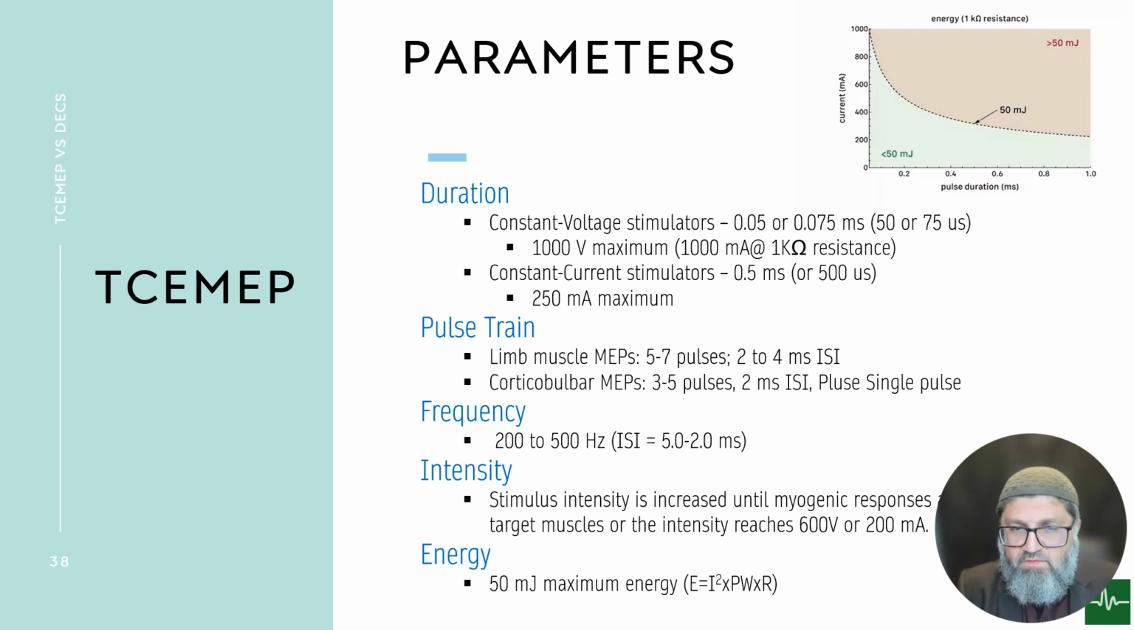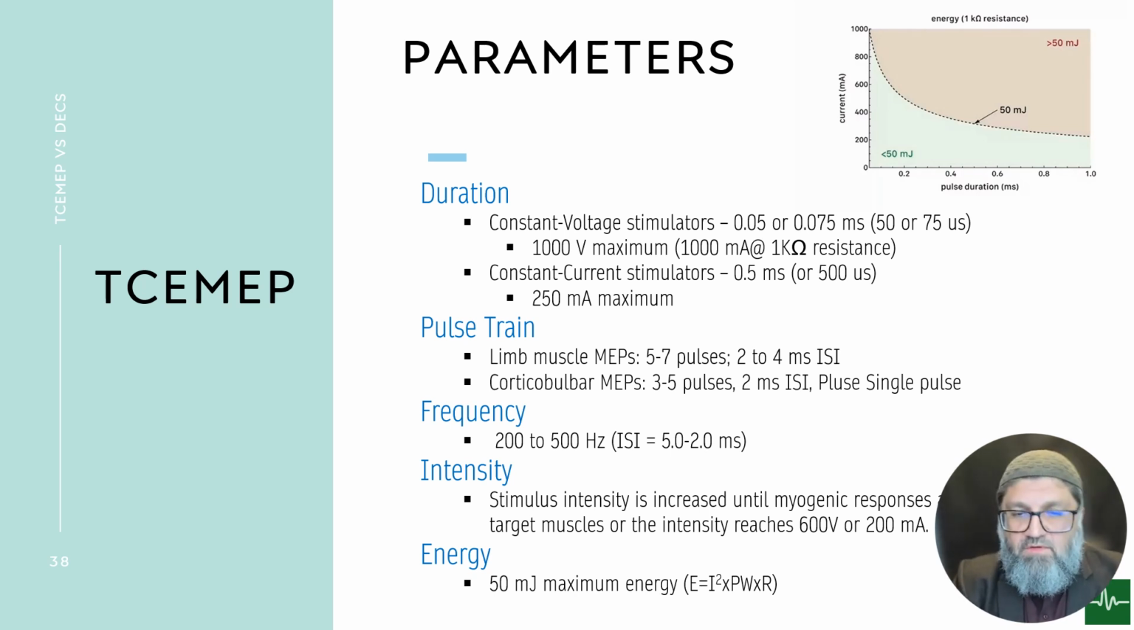The pulse train we use for upper limb muscles is about 5 to 7 pulses. If you're doing cortical stimulation, we use 5 to 7 pulses with the ISI at 2 hertz to 4 hertz. But if you're doing corticobulbar MEP, we use 3 to 5 pulses and an ISI of 2 millisecond, and a single pulse. The frequency of stimulation ranges from 200 to 500 hertz. Constant current stimulation for direct cortical stimulation allows us to use much lower stimulation parameters than the TCeMEP.